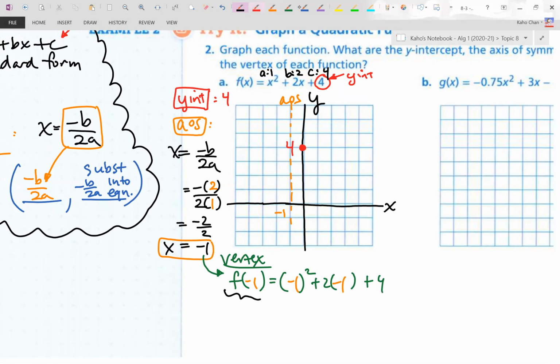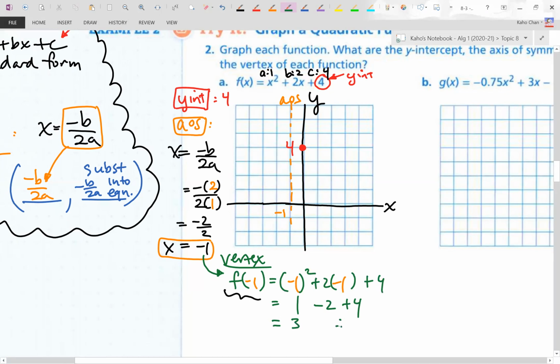That just means you're plugging in an independent variable x, which happens to be -1, into this equation. Let's simplify it. -1 squared is +1. 2 times -1 is -2. And then finally 4. 1 minus 2 is -1. Plus 4 is 3. Therefore, my vertex is at the number I just plugged in, -1, and I spit out the number 3. So -1, 3 is right here.